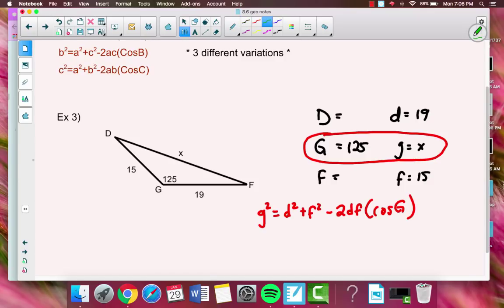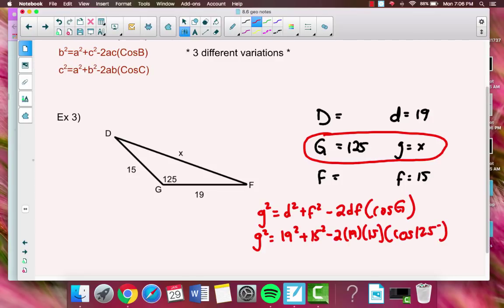So this is very important. You can tell the difference between capitals and lower cases. So I don't know what little g is, so I'm going to leave that as G squared. Little d here is 19, so we'll have 19 squared plus 15 squared, because that was F squared, minus 2 times D was 19, F was 15, and then times the cosine of angle G, which was 125 degrees. So I have my entire formula filled in.